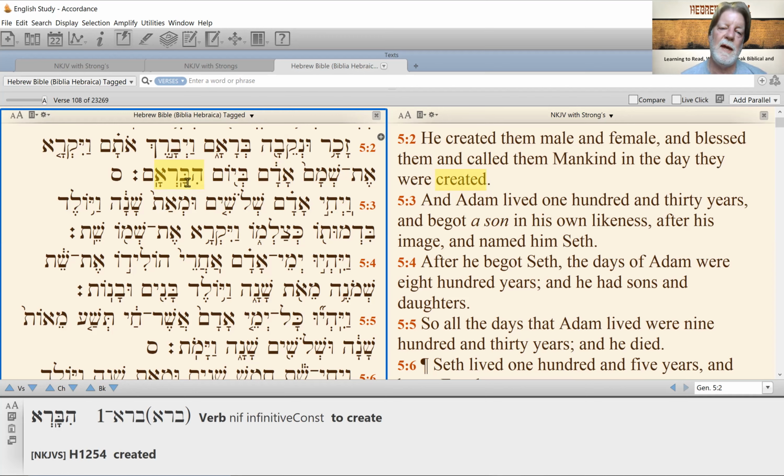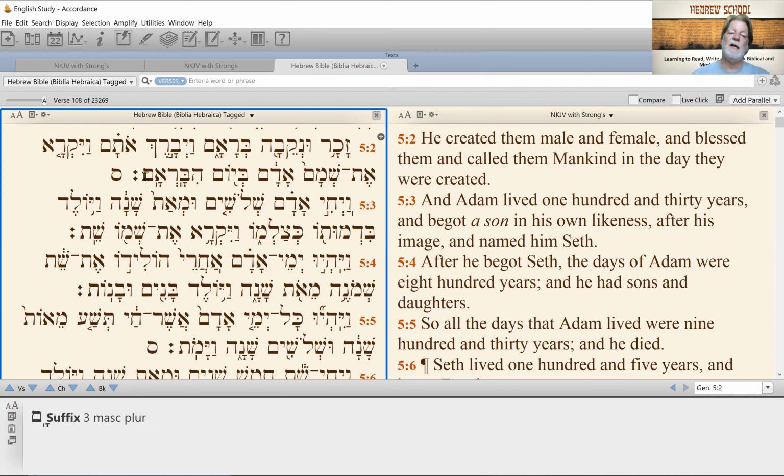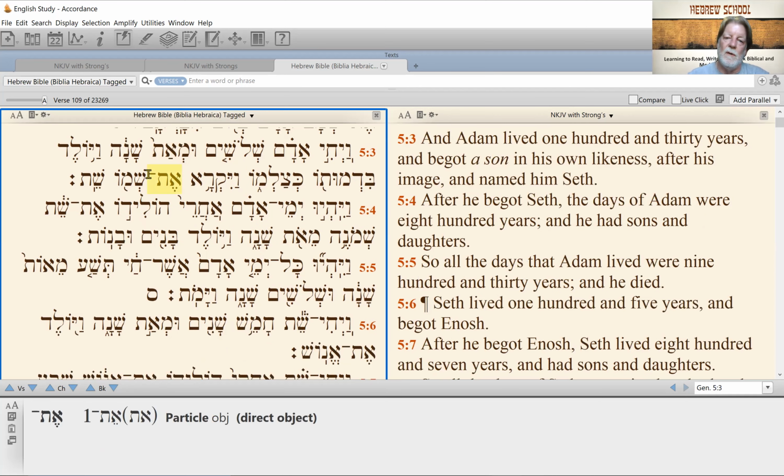In the day, to create, bara am, and again we have the mem on the end, so that's another way of saying bara otam, created them, but the aleph and the tav drop out and the am ending is tacked on to the end there. So I don't want to get too bogged down with this, but let's continue on with verse 3.